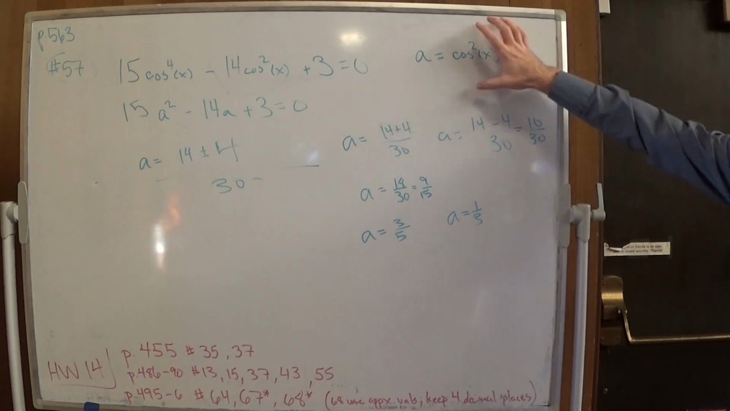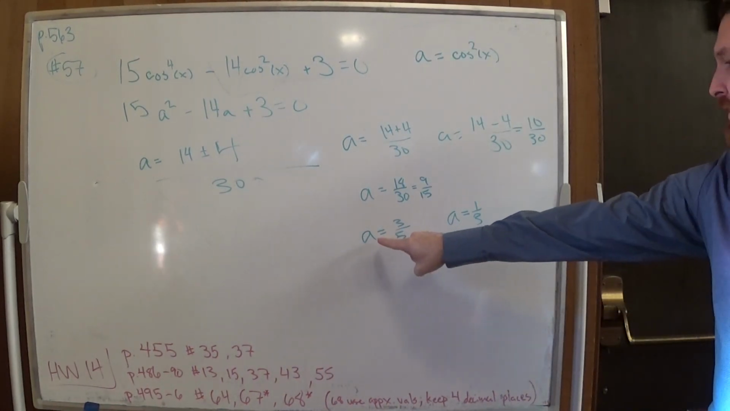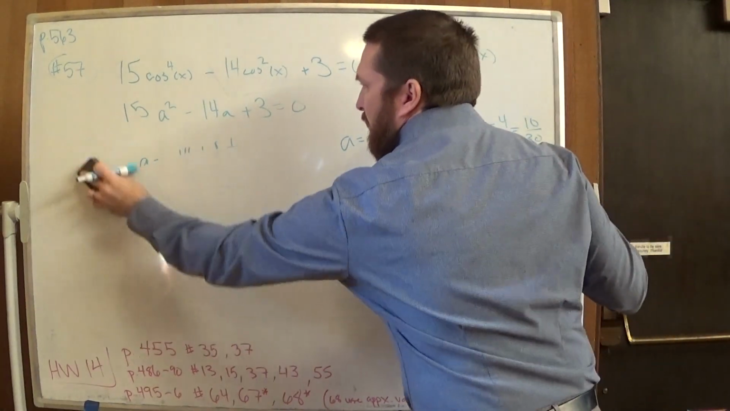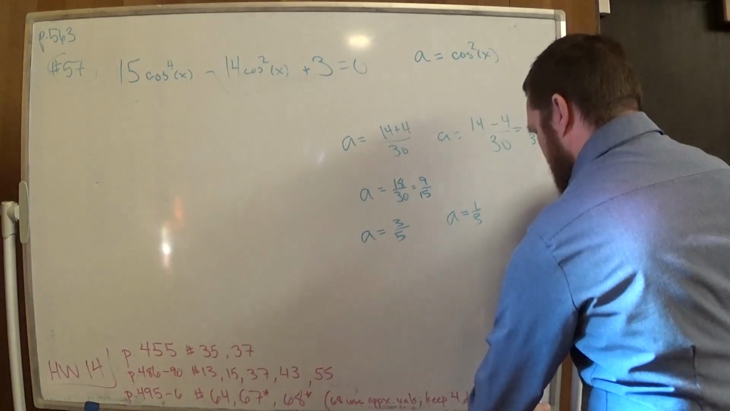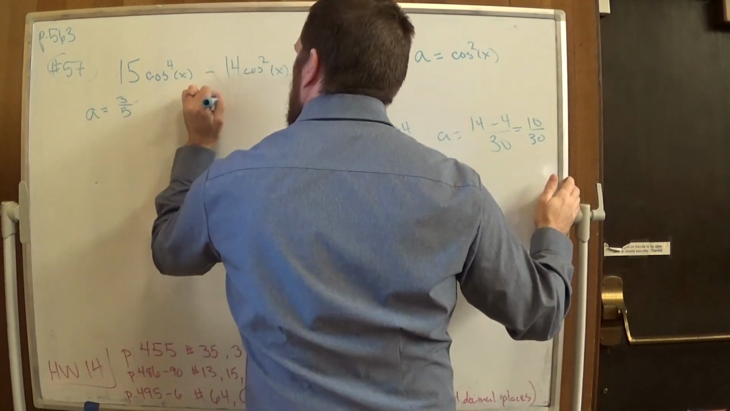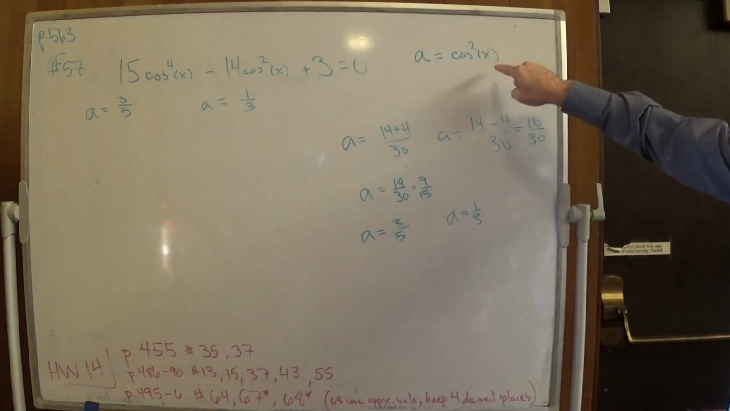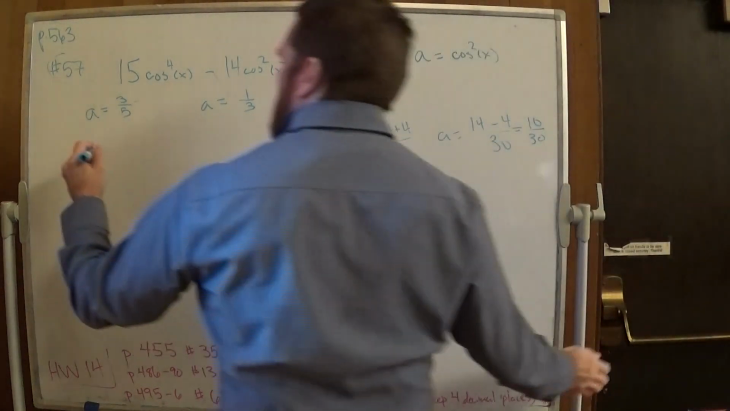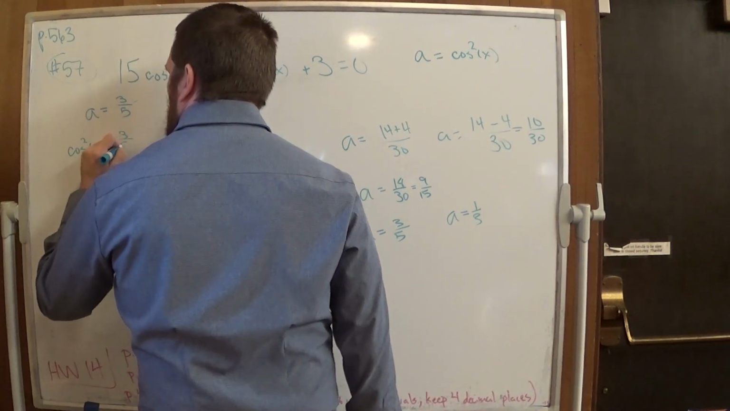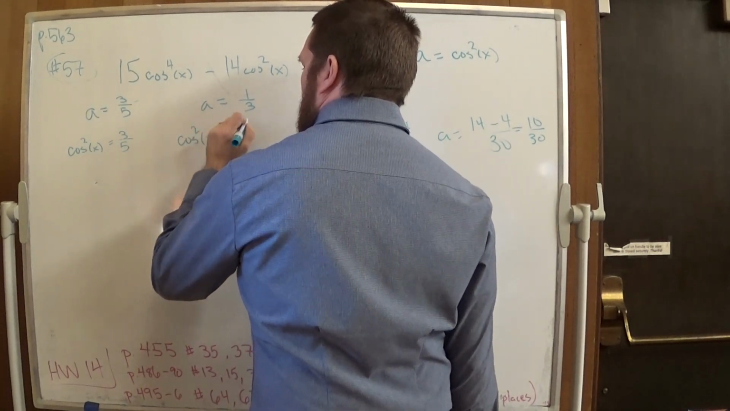Okay, so we have two possibilities for cosine squared x. And so I'm going to get rid of all this stuff over here. We know how we got that. That's fine. But now we have two possibilities. A is either equal to 3/5 or A is equal to 1/3. But A, we said, is cosine squared. Okay, so cosine squared is equal to 3/5, or cosine squared is equal to 1/3.